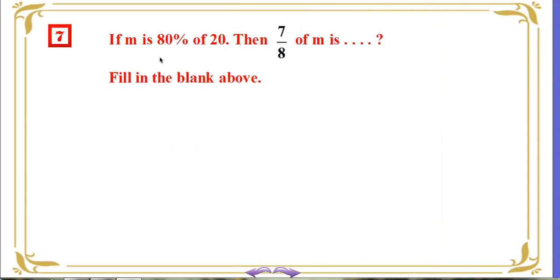If f is 80% of 20, then 7/8 of f is fill in the place above. We recall the knowledge of fractional values of a number. To find the fractional value of a given number, we take that fraction multiplied with the given number. Or to make it easier to remember, we replace the word "of" with multiplication.